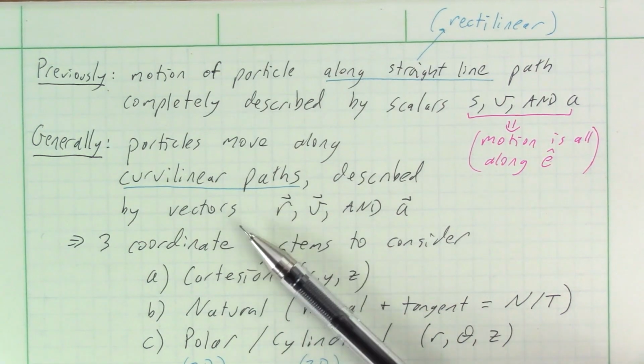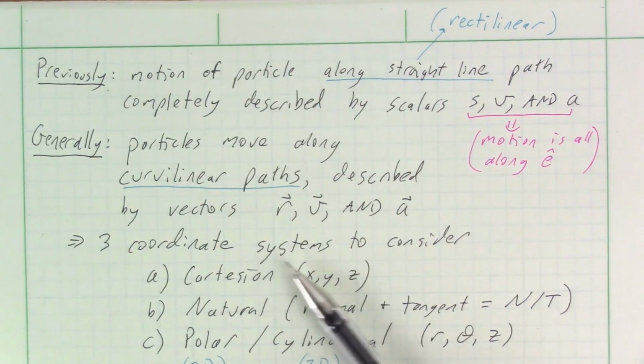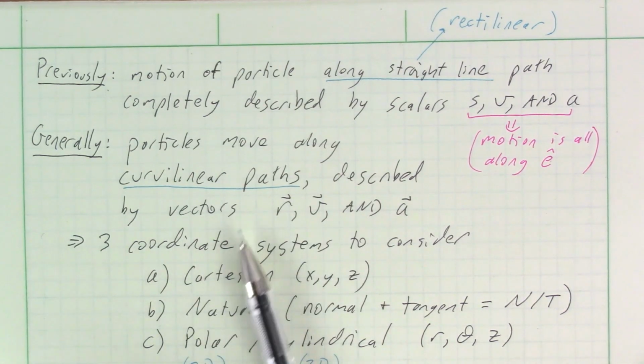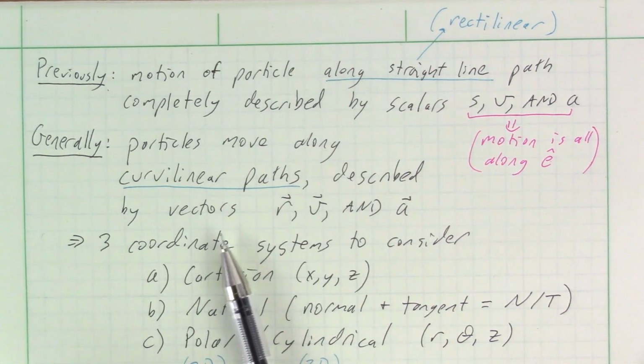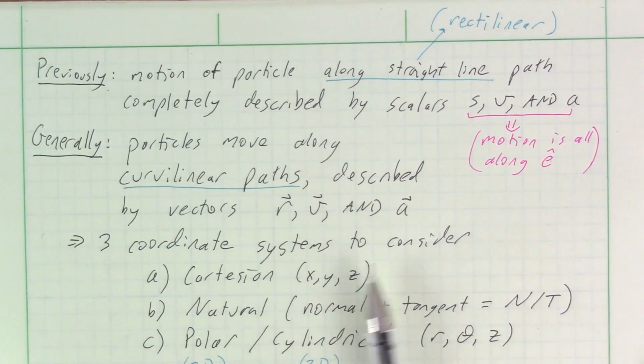Or their paths at least fill up space, and can go in any of the dimensions. And so we'll need to describe that type of motion, the more general motion, in terms of vectors for position, velocity, and acceleration. To do this, we're going to start with Cartesian, what we're familiar with, but we'll also talk about two other types of coordinate systems. The second one being the natural coordinate system.